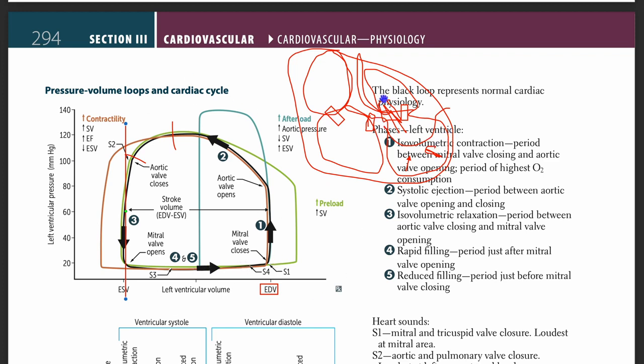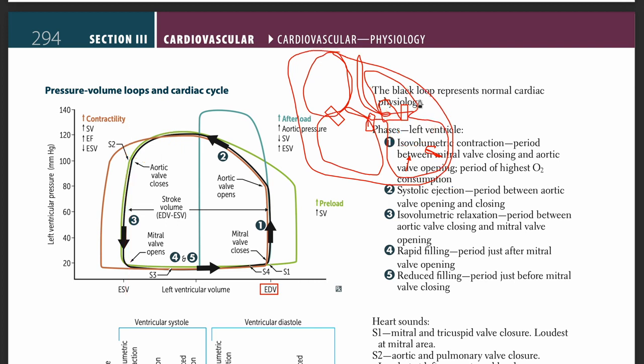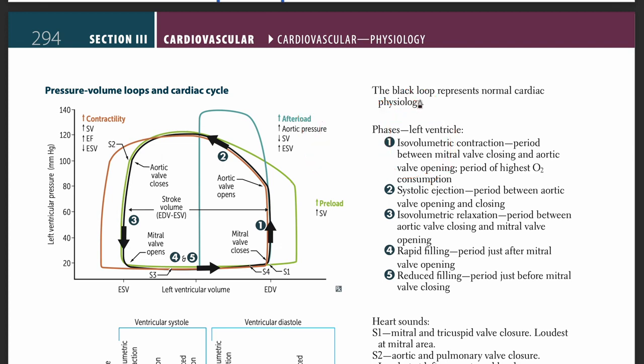Okay. So the black loop represents, I should get rid of all of this now. Hopefully that makes sense.